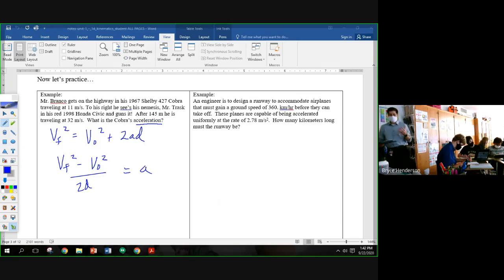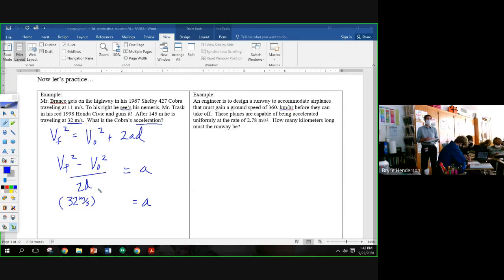And it's good to do this symbolically before you start plugging in your numbers, before you start thinking about what have they given me, what have they not given me. Just do it symbolically. Then it becomes easy to plug in our numbers. What's my final speed? That's this 32. 32 meters per second is v f, and all of that is squared, minus 11. 11 is my starting speed. All of that squared. All over 2 times my displacement, 145.